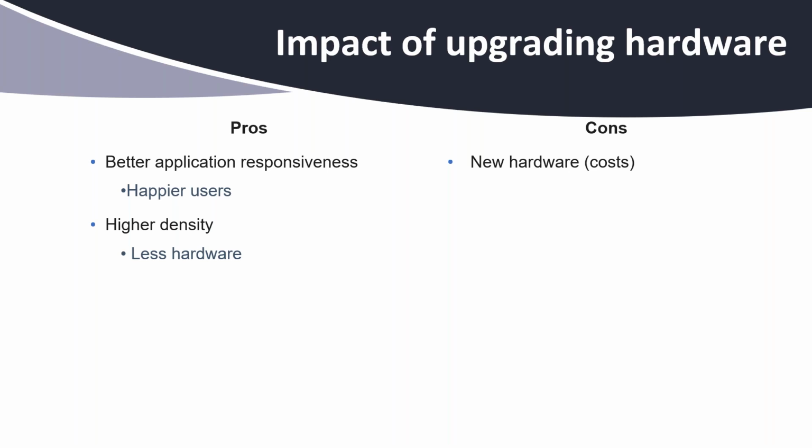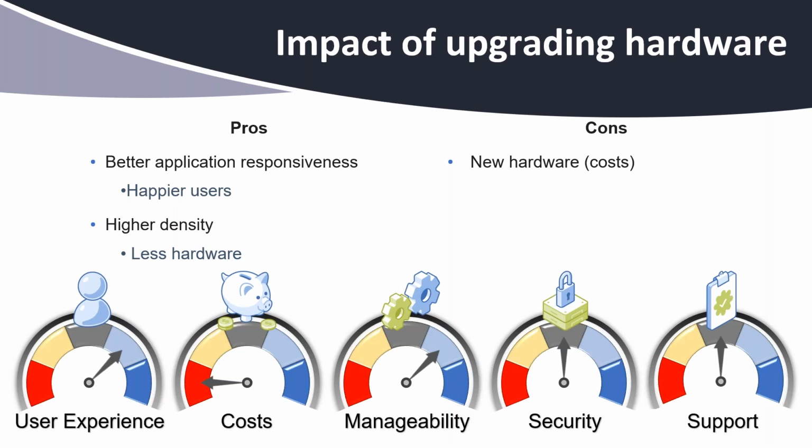But the pros of getting better or newer hardware is better application responsiveness, so happier users, higher density, which means less hardware, so your CFO will also be happy. But the cons are that you need new hardware, which also implies cost. So better user experience, but yeah, more cost.